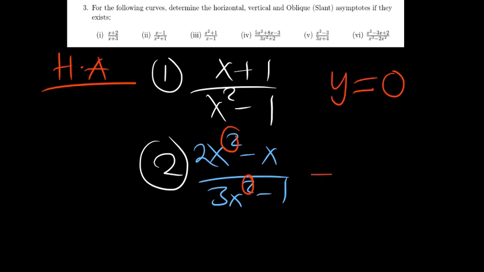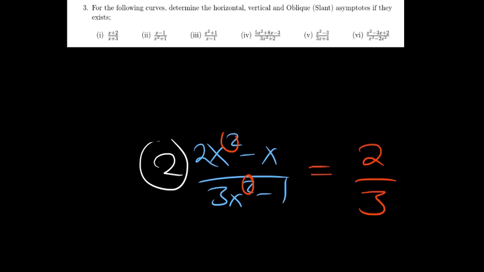So in this case, what you do is you get the coefficients, which are 2 over 3, the coefficients of the highest degrees of both the numerator and the denominator. So this is the other case where you can find the horizontal asymptote.